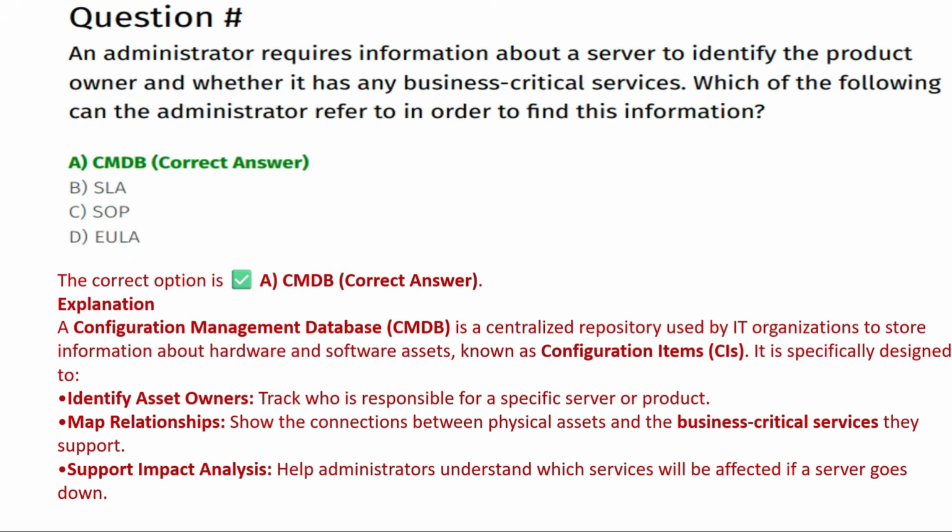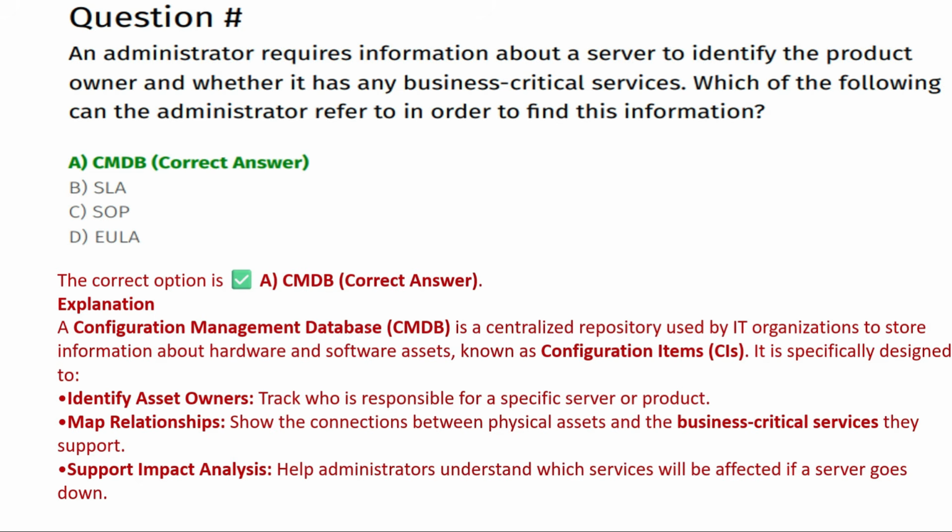The next question is, an administrator requires information about a server to identify the product owner and whether it has any business critical services. So which of the following can the administrator refer to in order to find this information? Option A, CMDB, option B, SLA, option C, SOP, option D, ULA. And the correct answer for this question is option A, CMDB, a configuration management database. So let's check the explanation.